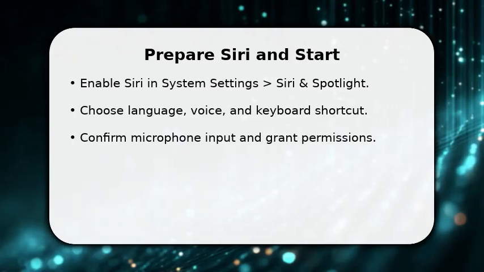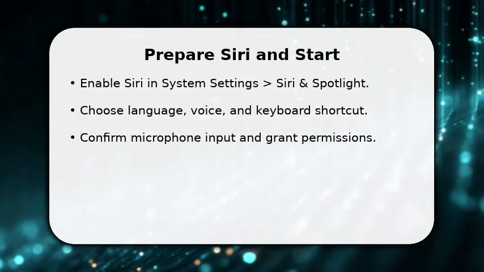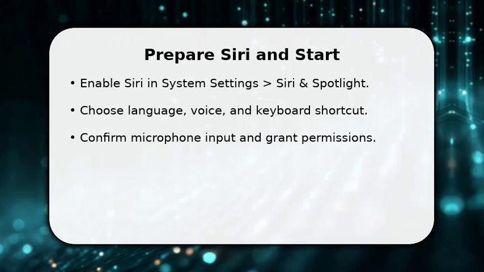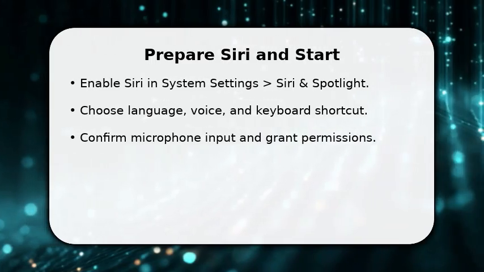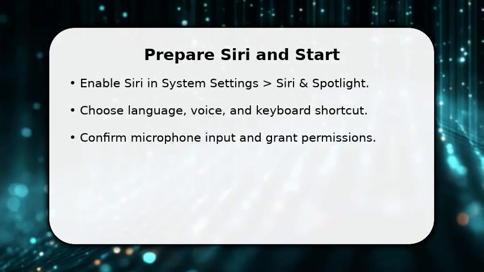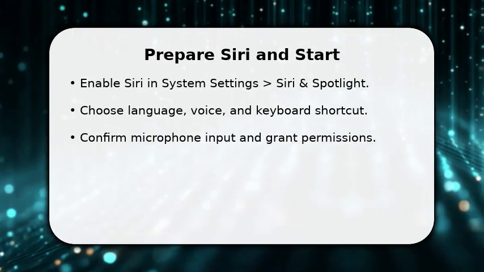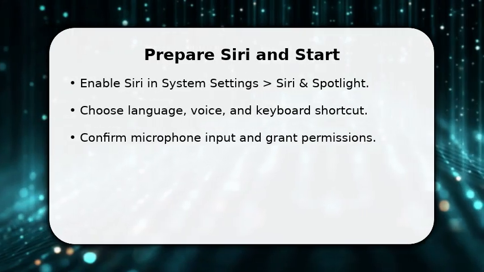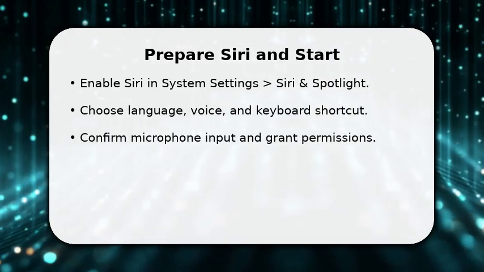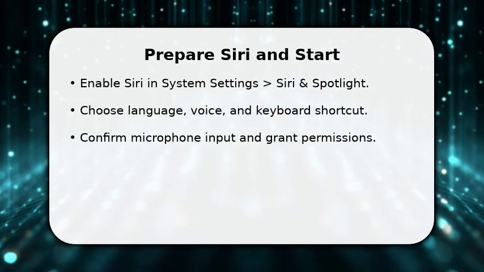You'll begin by turning Siri on and confirming it can hear you. Open System Settings, go to Siri and Spotlight, enable Listen for Hey Siri, or pick a keyboard shortcut. This gives you immediate access. Choose your preferred language and voice so responses make sense. Once done, check Input Device in Sound Settings and grant Siri permissions for microphone and app access. These steps matter because accurate input and correct locale reduce recognition errors and speed up every command you run.